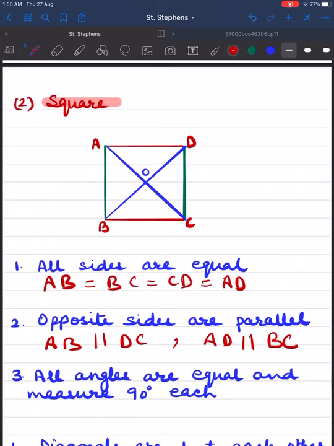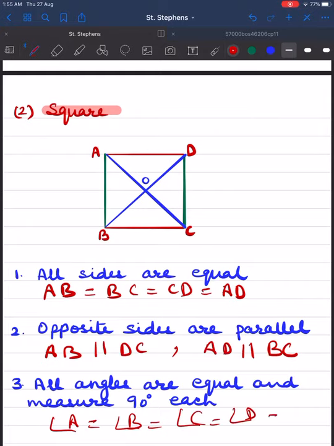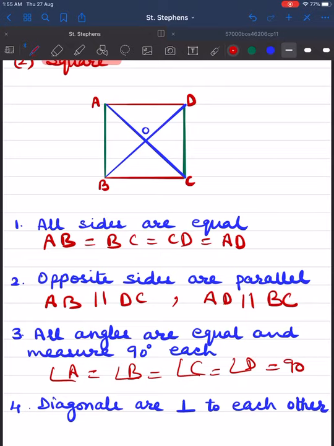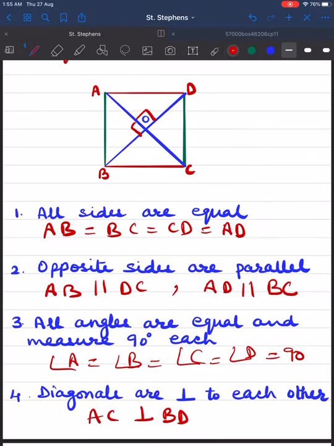Third, all angles are equal and measure 90 degrees each. So angle A is equal to angle B is equal to angle C is equal to angle D is equal to 90 degrees. Diagonals are perpendicular to each other. So it means diagonal AC makes a 90 degree angle with diagonal BD. So here we write diagonal AC is perpendicular to diagonal BD. Diagonals bisect each other. So it means OA is equal to OB is equal to OC is equal to OD. So let's write.